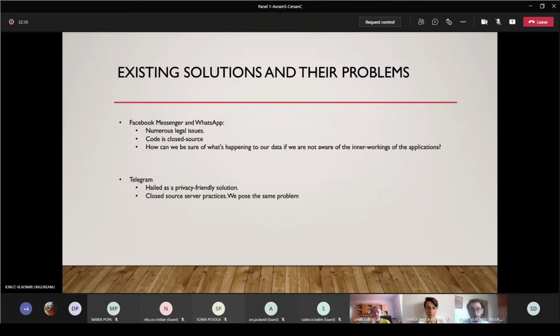Telegram, it's very popular nowadays. It's hailed as privacy friendly and open source. It is not. The server is closed source, and again, the same problem is posed. Signal, in my personal opinion, is one of the only slightly viable alternatives. But they force us to use personal data, a personal phone number, which is not okay. The only thing that should be required for secure communication over the internet should be an internet connection.